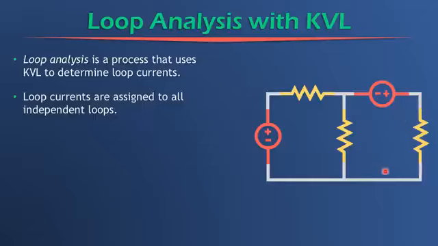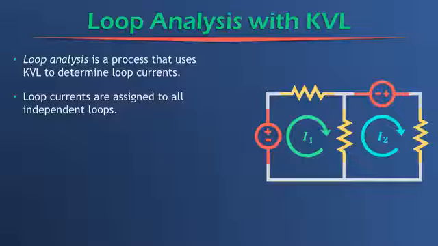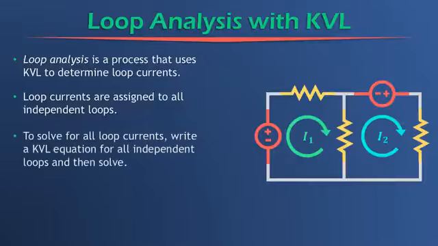Those are independent loops. And when you see a problem that should be solved with loop analysis, it'll be pretty obvious what the loops are. There'll usually be 2 or 3 of them. Maybe 4 if you're lucky. So what we want to do is assign the loop currents to both of these. So we'll call them I1 and I2, and they'll both be in the clockwise direction. And that's because that makes life easier. All about making life easier here. Alright, so to solve for these loop currents, we want to write a KVL equation for each of them, and then solve using a system of equations or matrices or whatever floats our boat.